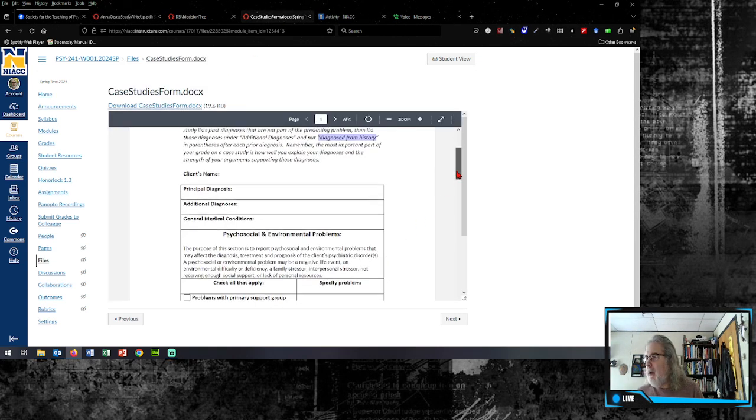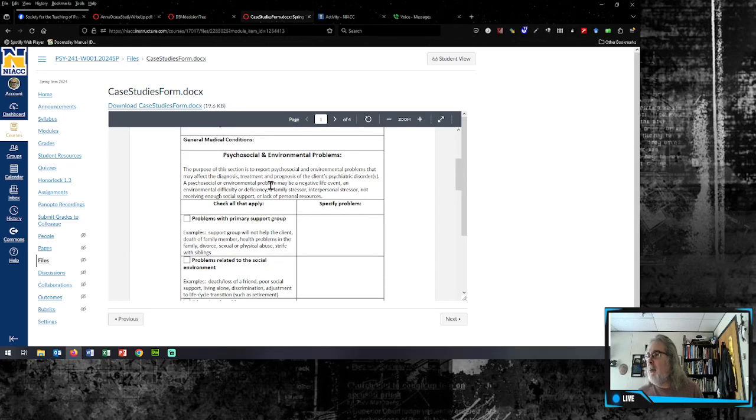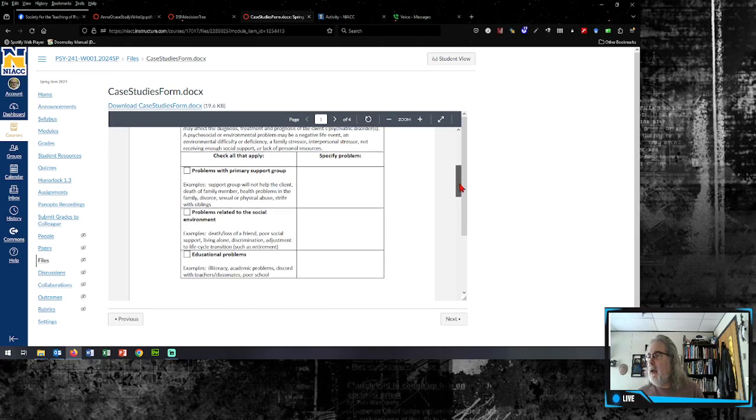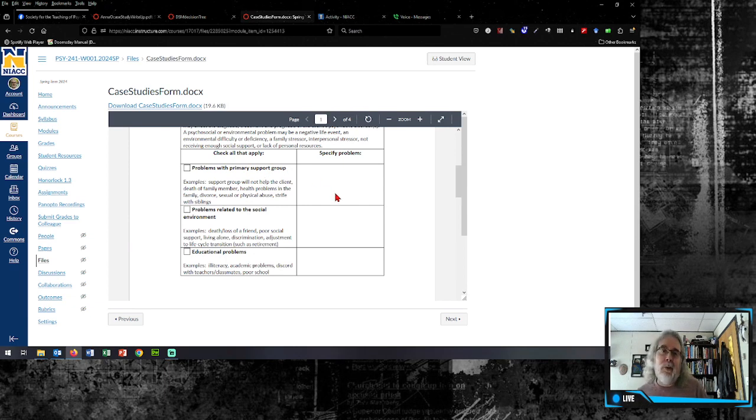Now, the next part is looking at problems with their life. Now, they may not have something for every single one, so don't worry about if they don't. So in some cases, you're just going to write none. But I tried to put an example, a description of what each of these categories mean. So problems with the primary support group. Think about that's the important people in their life. Their family, their friends, significant others. Are those people willing to be there and help them work through and deal with their psychological disorder? And if they're not, then you want to mention that.